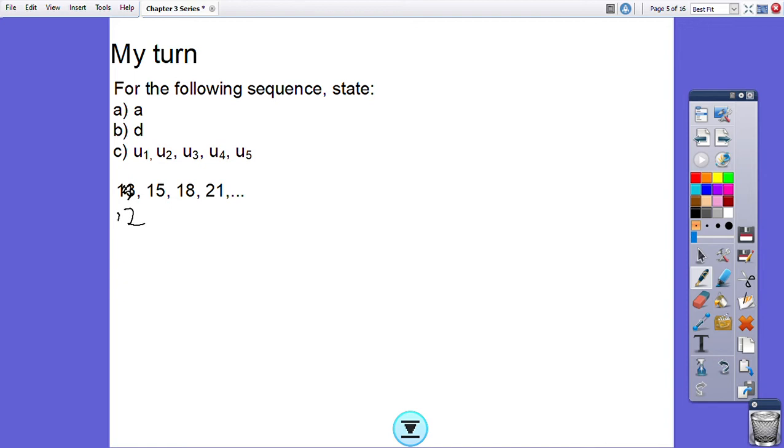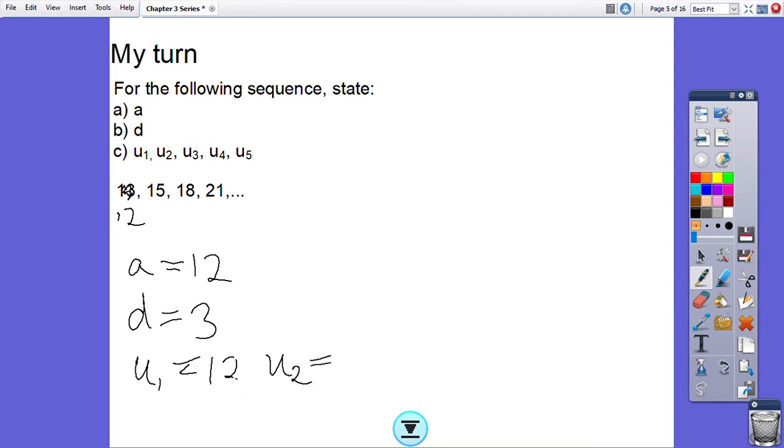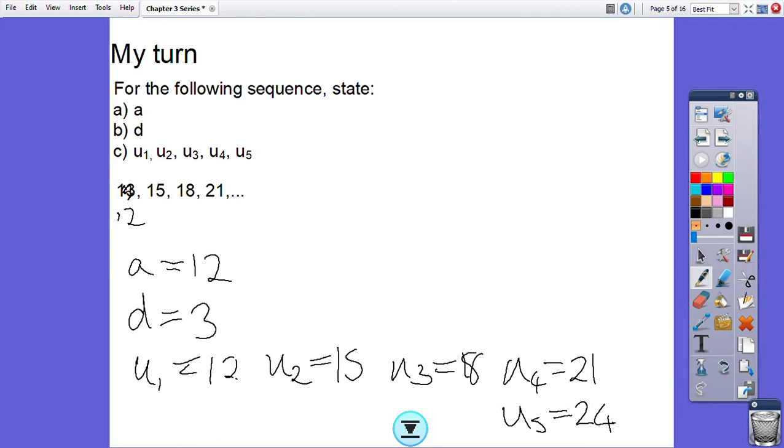If we just go with that, then the first term, A equals 12. The common difference is 3, so D is 3, and then we can write down that U1 equals 12, U2 equals 15, U3 is 18, U4 is 21, and U5, which isn't written there, is 24.